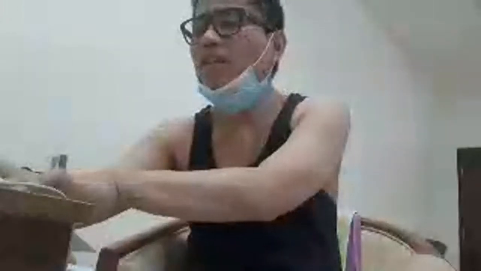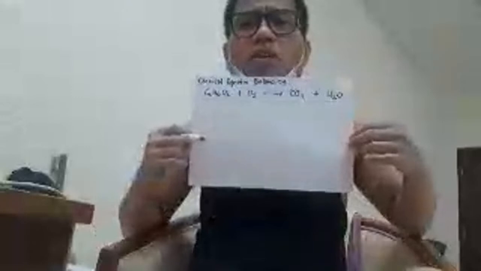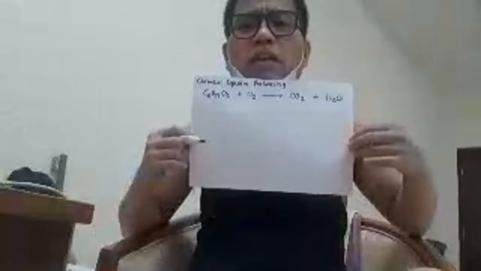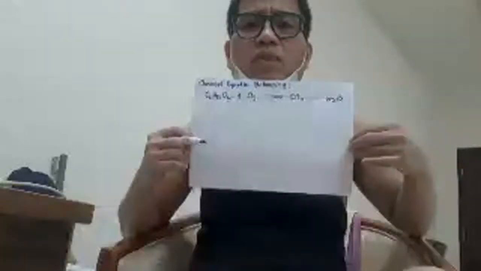Chemical equation balancing. So glucose, C6H12O6, plus oxygen gas, equals carbon dioxide plus water. This is the chemical equation. Glucose, C6H12O6, plus oxygen gas is equal to CO2 plus the water molecule. Then balance it one by one.